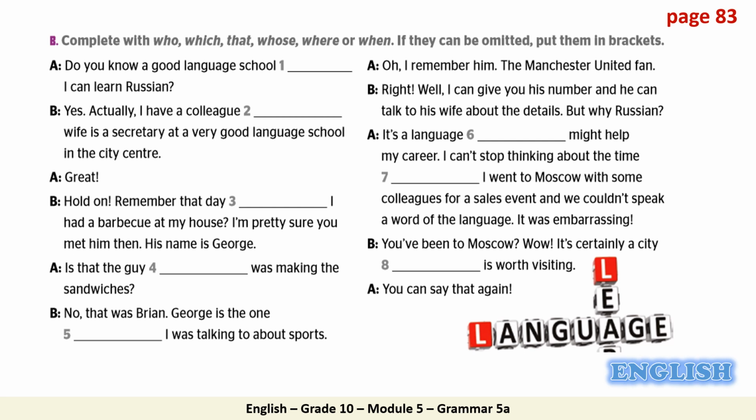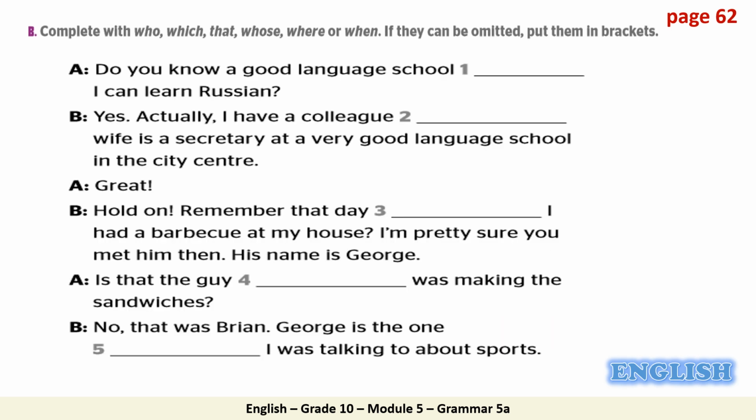We will be working on exercise B, page 83, so I want you all to pay attention and start on the question. Let's work on exercise B from 1 to 5. I will model the first one for you so you will be able to follow through the same way. The first one, do you know a good language school I can learn Russian? First of all, we will underline the reference we have here. Language school is a place. With place, we will be using "where." Excellent job. Now pause and work on the rest of the sentences.